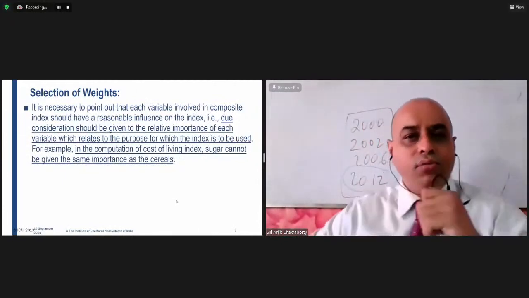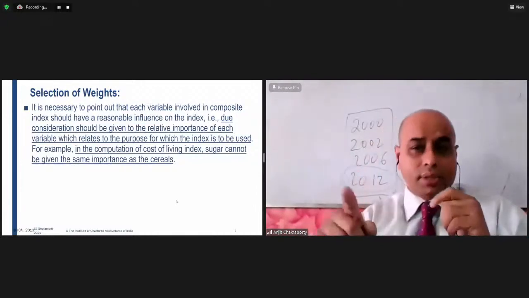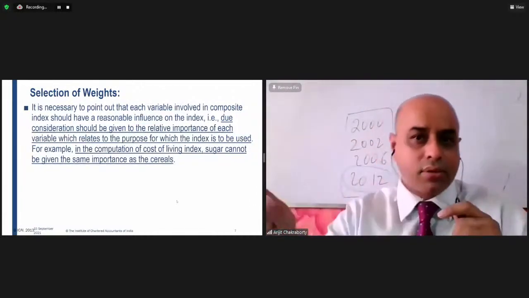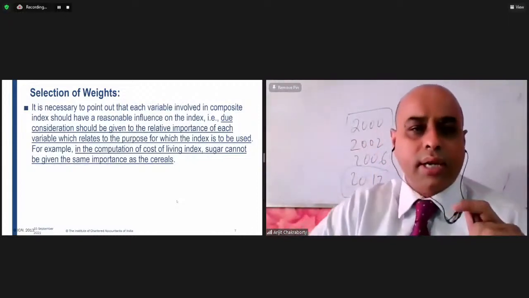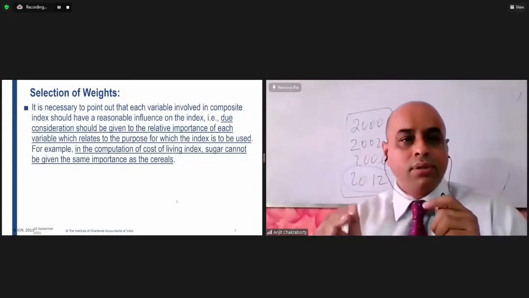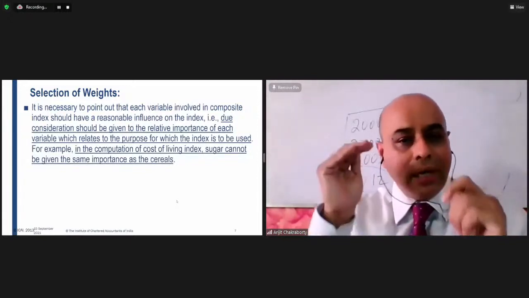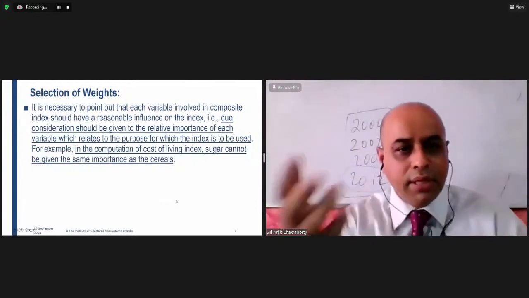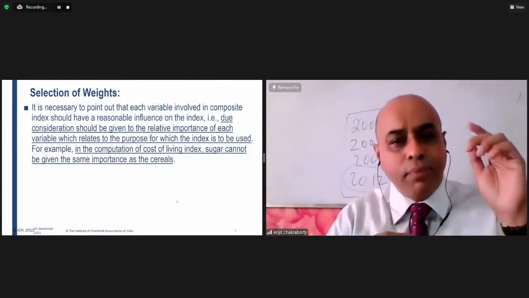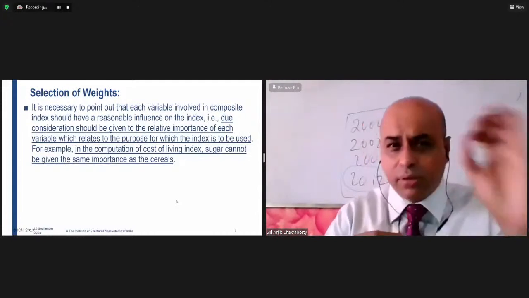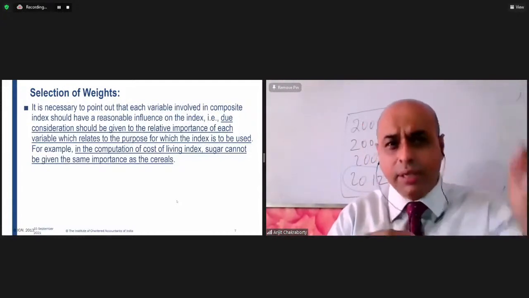So here in the selection of weights, due consideration, please note the underlined important lines which are underlined. This is very important for your understanding. Due consideration should be given to the relative importance of each variable which relates to the purpose for which the index is used. As an example, please see, now when we are computing the cost of living index, sugar, please notice a very good example from the study material. This will clear your concept.